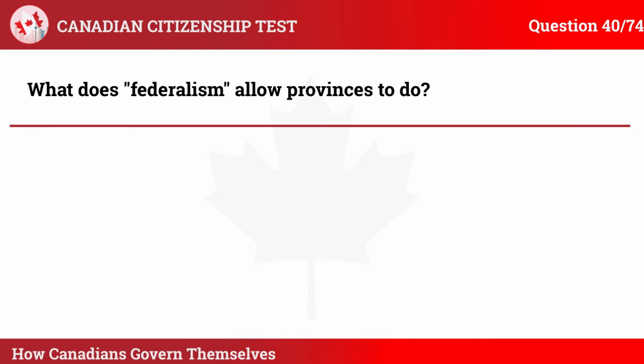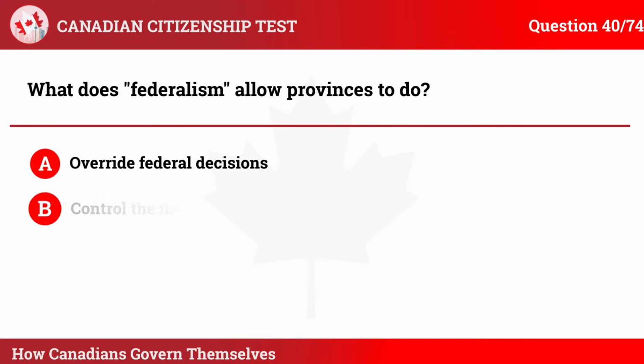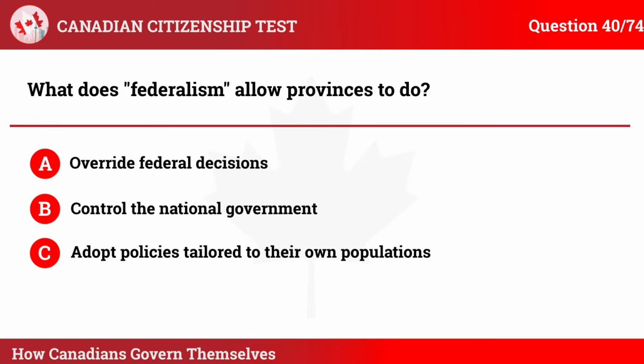What does federalism allow provinces to do? A. Override federal decisions. B. Control the national government. C. Adopt policies tailored to their own populations. D. Ignore federal policies.